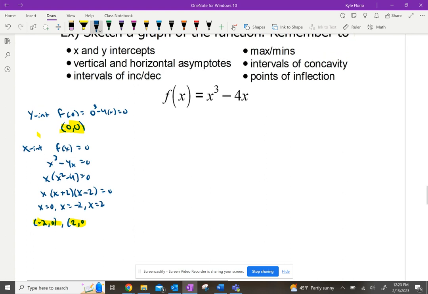Let's do vertical asymptotes. So that's where the denominator is 0. I guess the denominator is 1. There's no way you're going to make that 0. It's not even a rational function. It's just a cubic. So there's none.